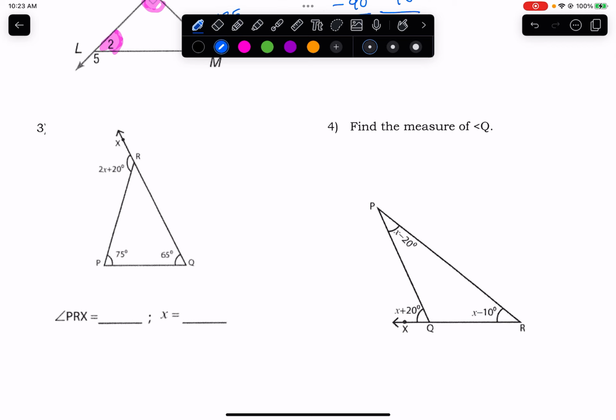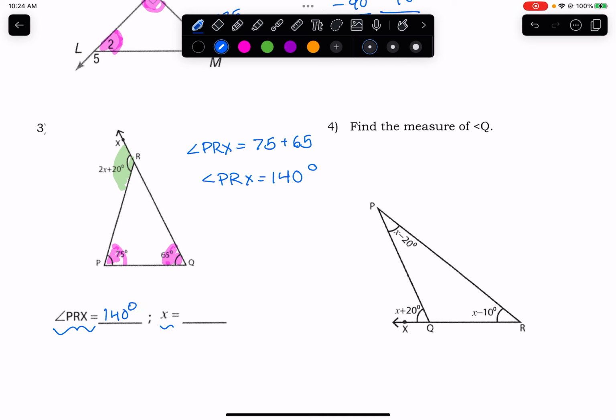Number 3, so here they're asking us to solve for both PRX and for x. Well, I know by highlighting, this is my exterior angle, and they give me information about both of the remote interior. So I know that my green angle, so angle PRX, is equal to 75 plus 65. So PRX is going to be equal to 140 degrees.